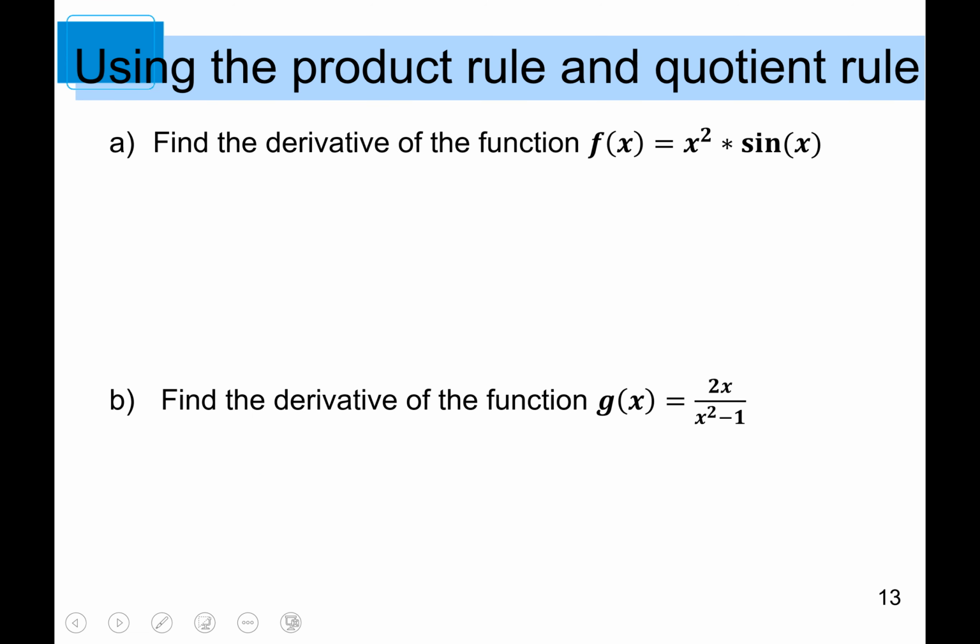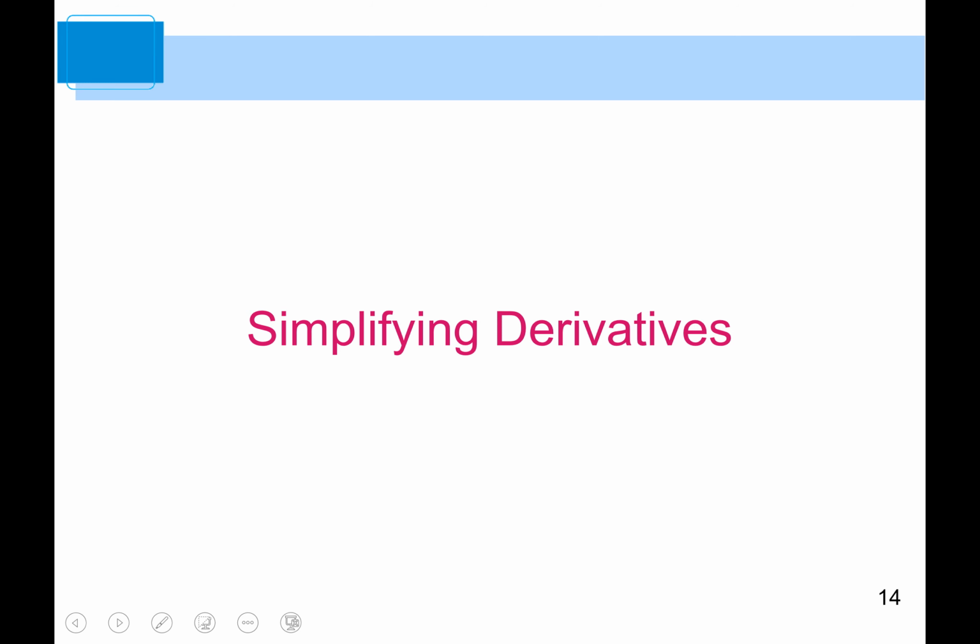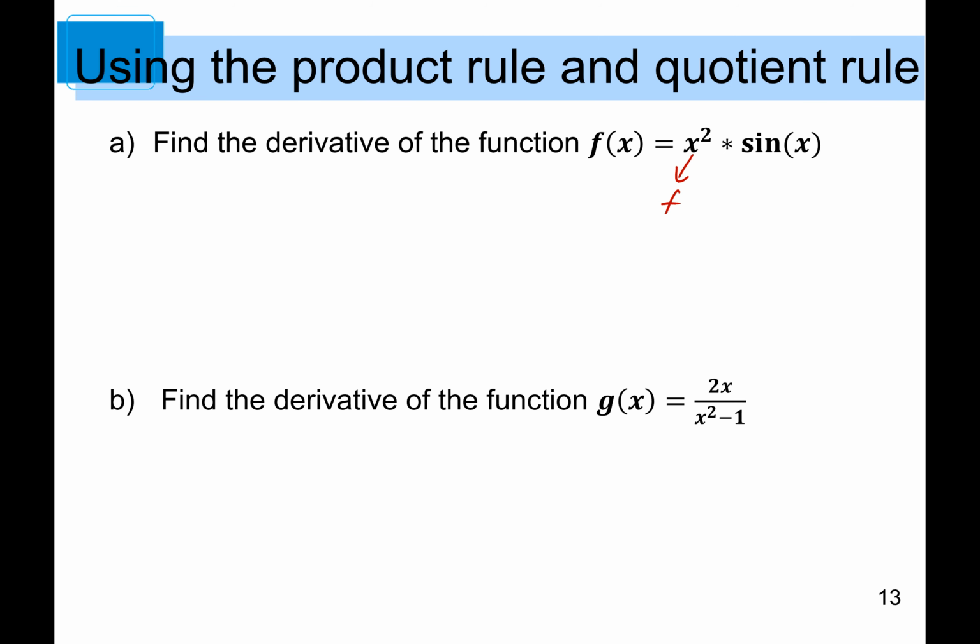Let's do a quick review of the product rule and the quotient rule. Find the derivative of the function f of x equals x squared times sine x. Here we assume this is f and that is g. So f equals x squared, so f prime, the derivative of x squared, is 2x. And g equals sine x, and then g prime equals cosine of x.